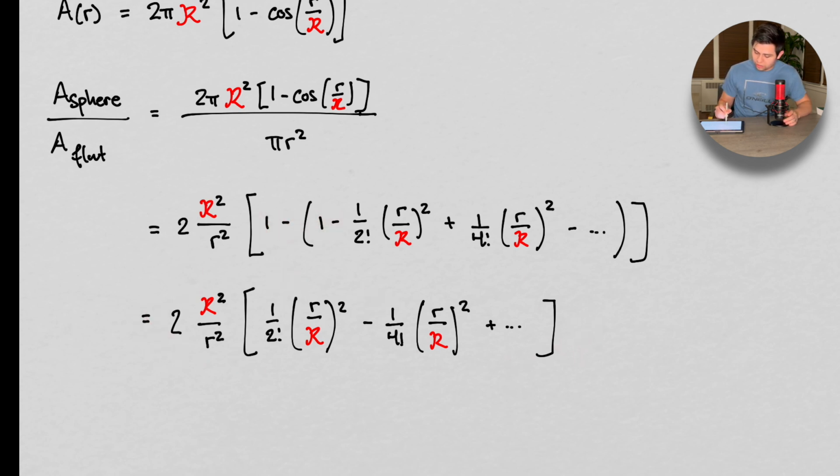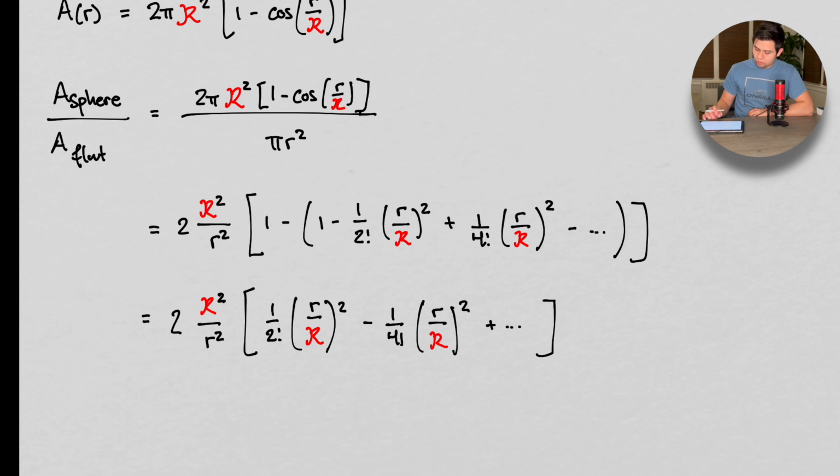The 1 and the 1 are going to cancel, and this minus sign distributes. So this is going to be positive, this is going to be negative. And so we get this. Okay.